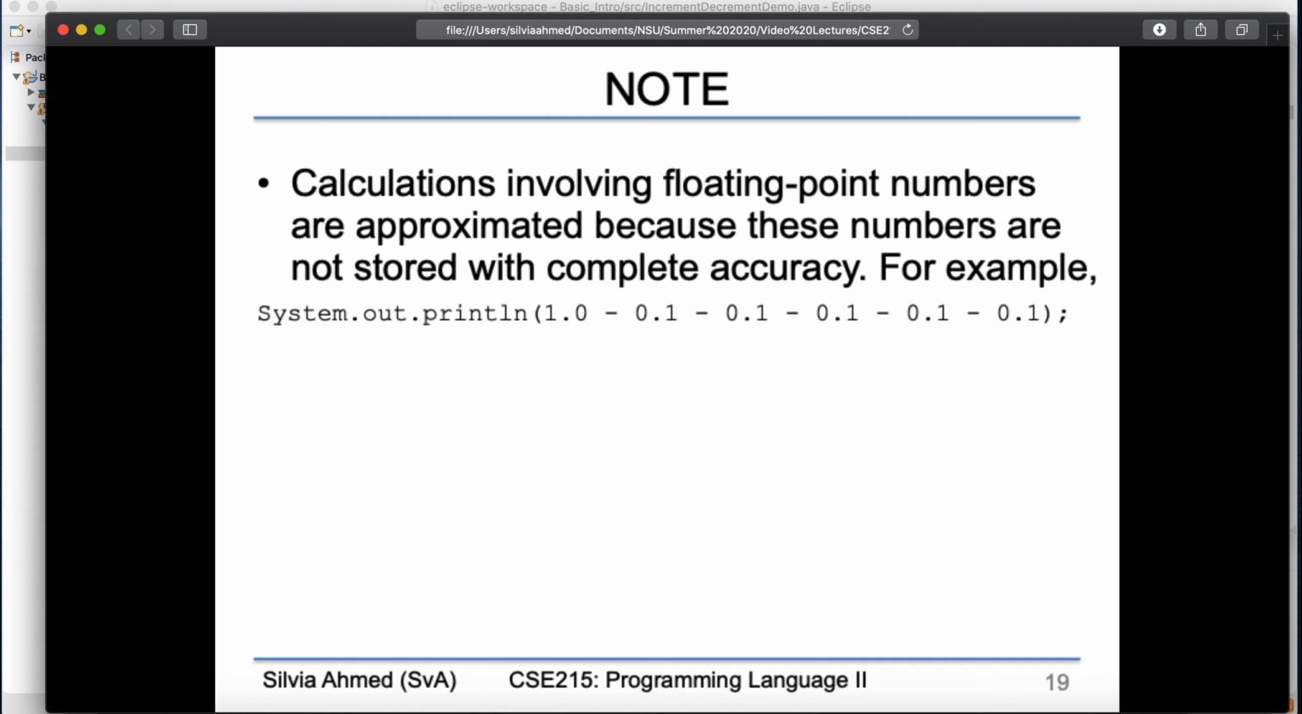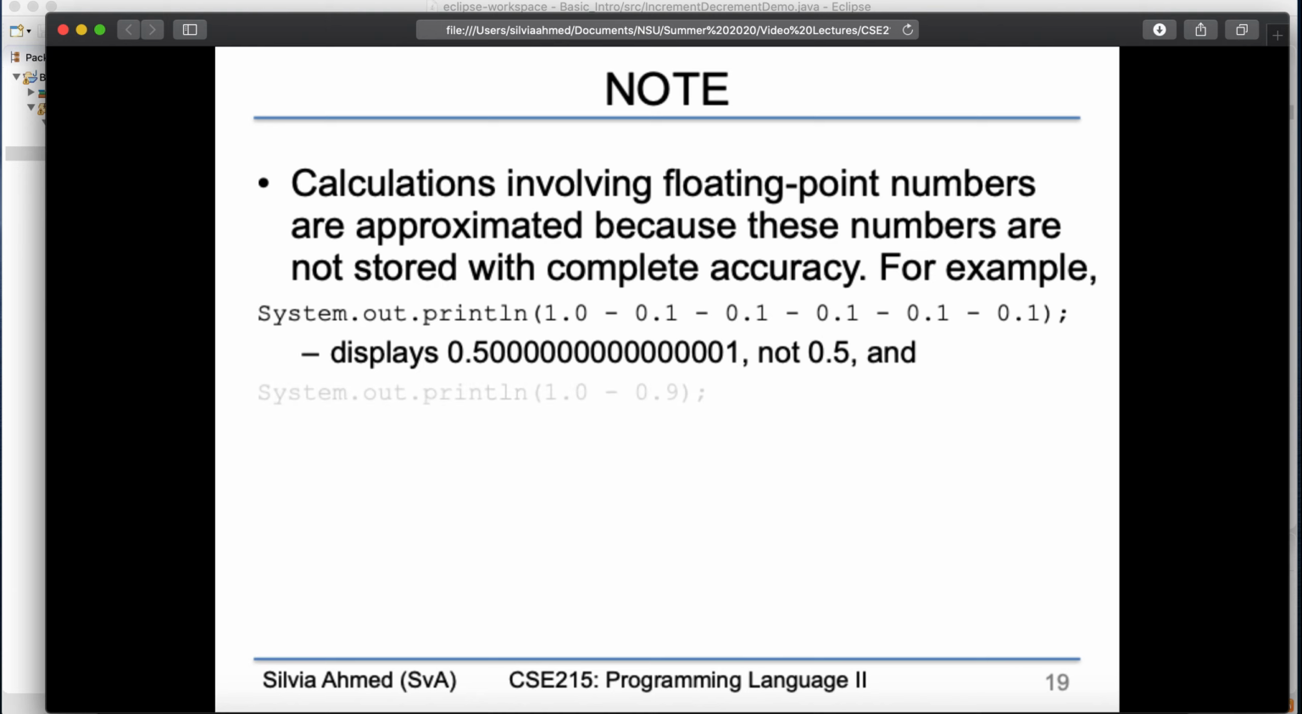You may think the output should be 0.5, but if you run this program, it can display 0.5, then a lot of zeros, and then 1, not exactly 0.5. Why so? Because when the computer is storing all these fractions, maybe one of them is approximated to a nearby value of 0.1, not exactly 0.1. Therefore, this approximation becomes a bit larger.